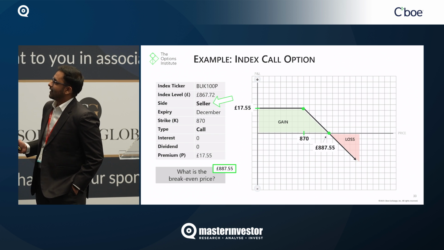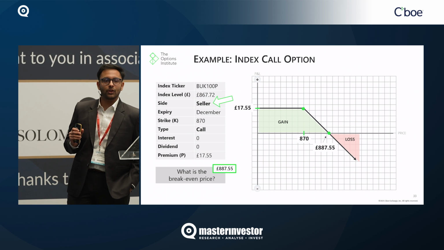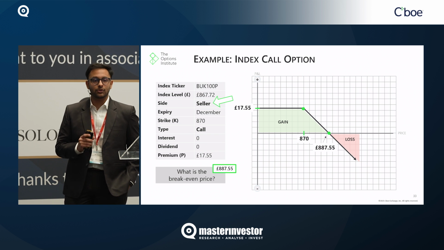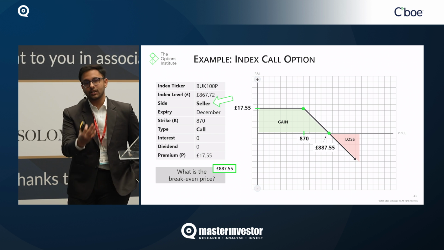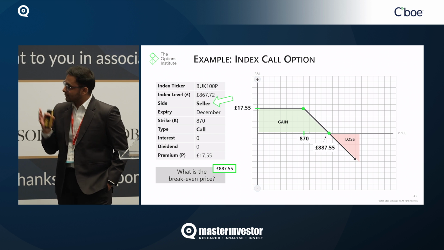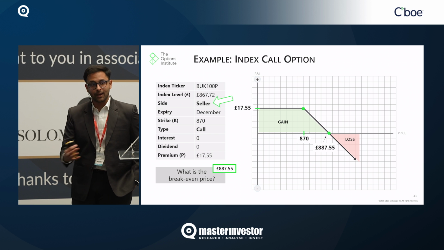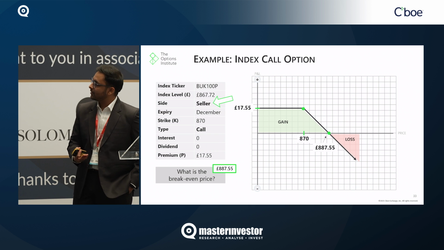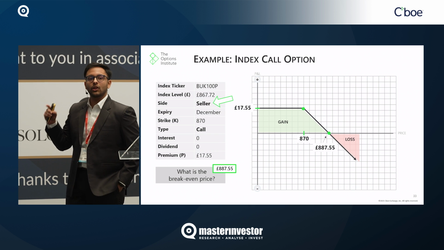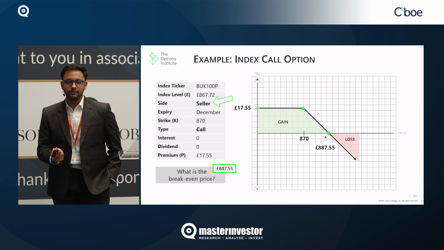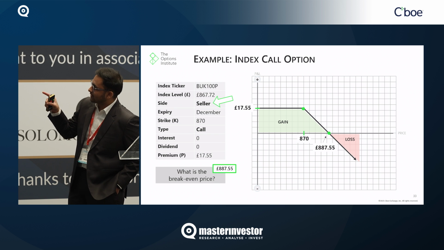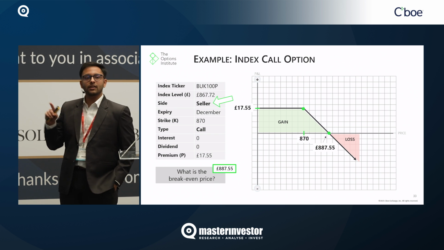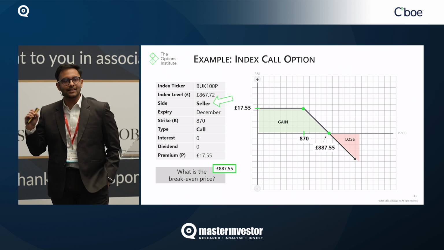All right. And this is what your payout would look like if you were an option seller. So if you were selling this call option, let's say you were selling this call option to me, this is what your payout would be. You would collect that premium at the start of the trade, right? Because you're selling the option. But as the index level starts to climb, you start to lose money. And your loss starts to intensify once it crosses that at the money point at 870.